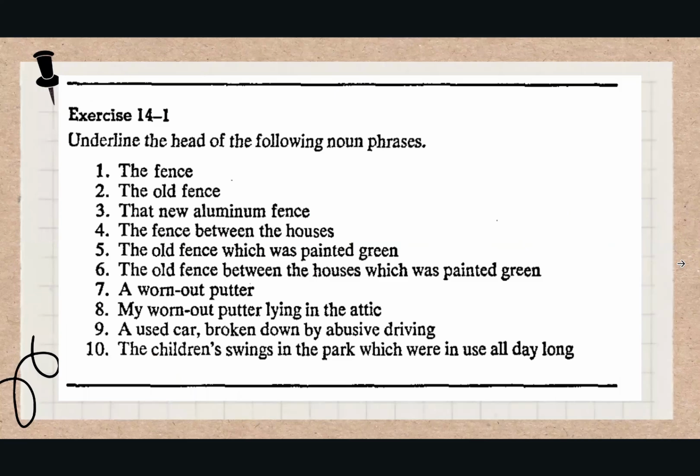An exercise. In this exercise, you need to underline the head of the following noun phrases. Number 1, the fence. The head here is fence, and the is a modifier. Number 2, also fence is the head, and old and the are modifiers. Number 3, the new aluminum fence. Fence is the head, aluminum is a modifier, new is a modifier, the is a modifier as well. So all of these, head up to number 6.